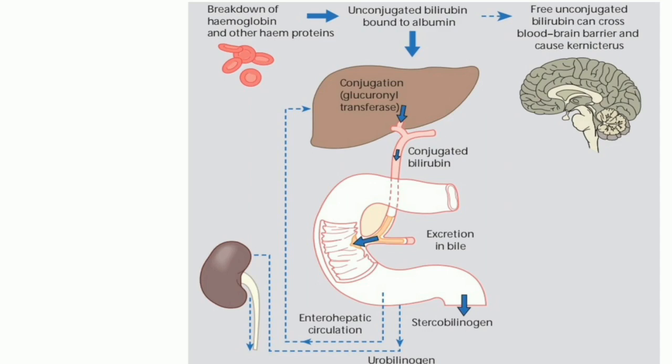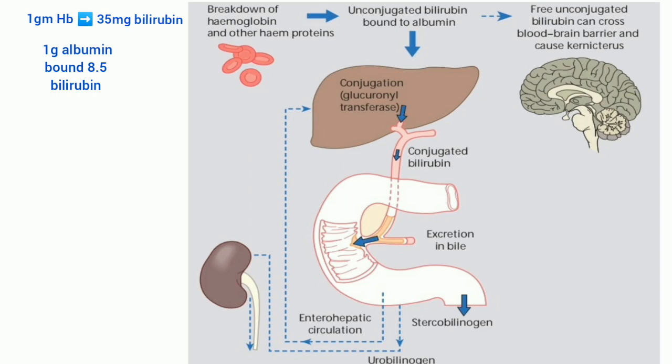Bilirubin is produced by the breakdown of hemoglobin inside the reticuloendothelial system in the liver and spleen. Actually, 1 gram of hemoglobin produces 35 milligram of bilirubin. This bilirubin is an unconjugated type, indirect type, which is water insoluble. So it must be bound to albumin to transport it into the liver. 1 gram of albumin can bind 8 milligram of bilirubin.